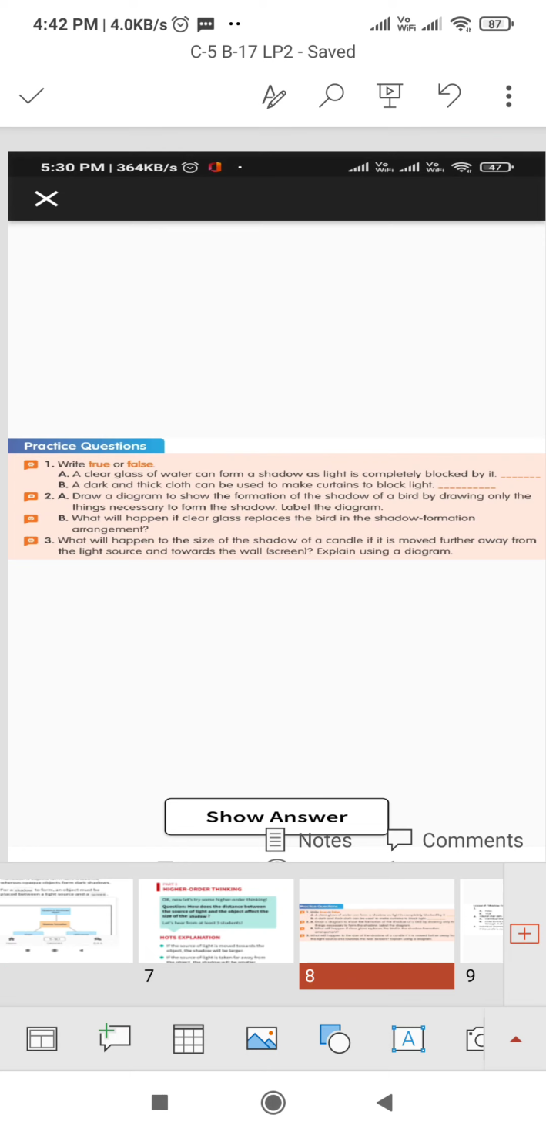So this was the very simple LP that you need three things to form the shadow. Opaque object that having capability to block the light, screen on which you can see the picture and the light source. Let's discuss the practice questions.